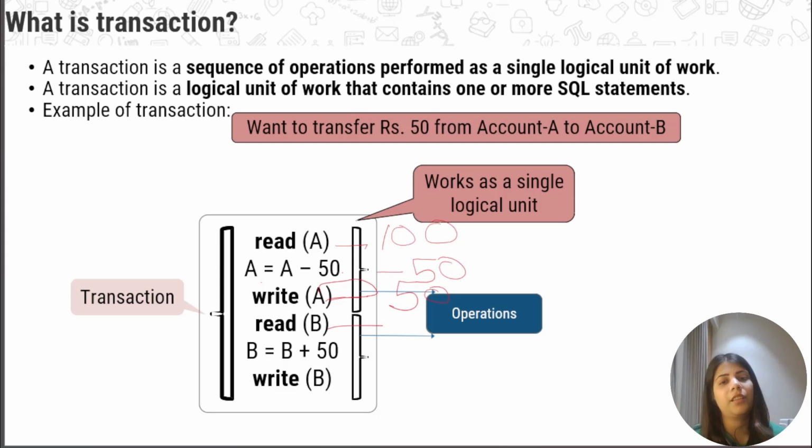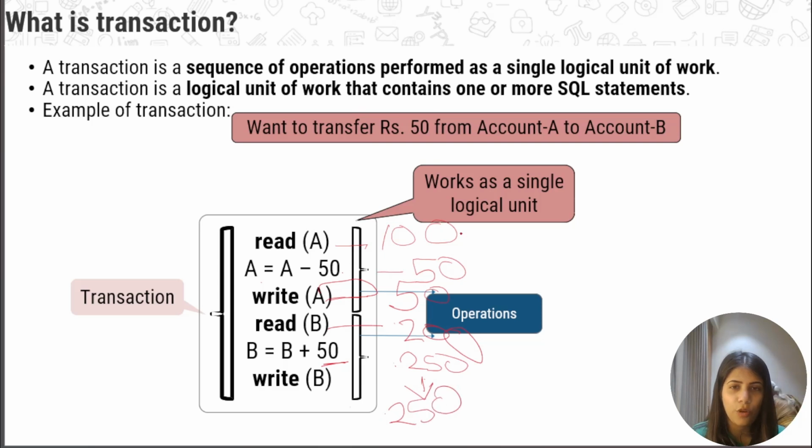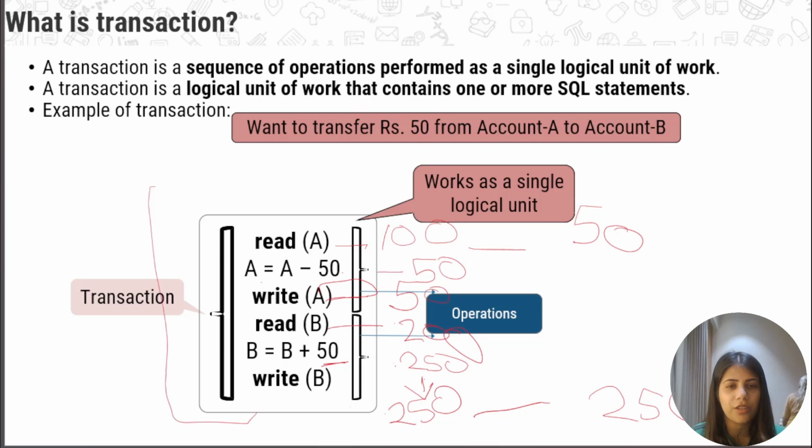Then B के अकाउंट में कितने पैसे हैं वो भी रीड करेगा. Let's say B के अकाउंट में है 200. Then जितने पैसे हैं उसमें प्लस 50 हो जाएंगे. So 200 plus 50 will be 250 और वो हम अपडेट करेंगे B के अकाउंट में. That will become 250. So what we understood, A के अकाउंट में finally 50 होंगे and B के अकाउंट में finally 250 होंगे. Right? So this entire operation we call it as a transaction. This is called as a single logical unit, or also we can call it as transaction.